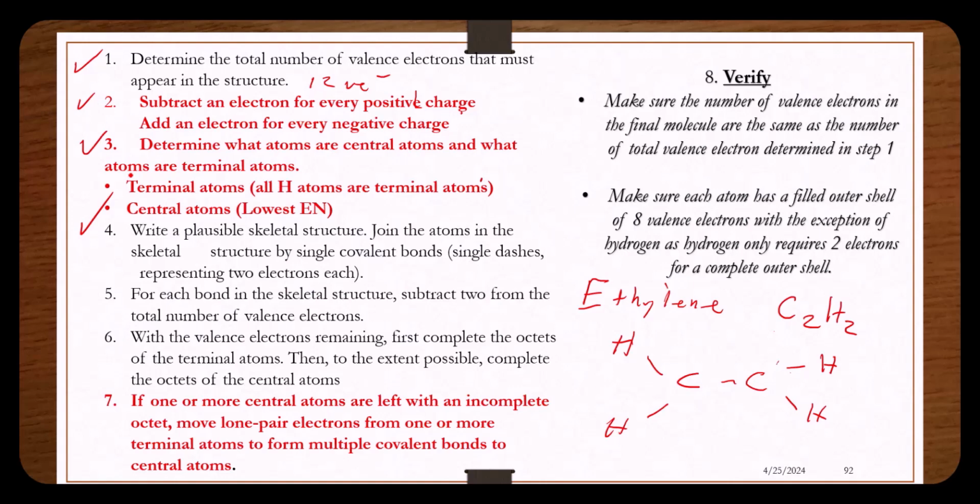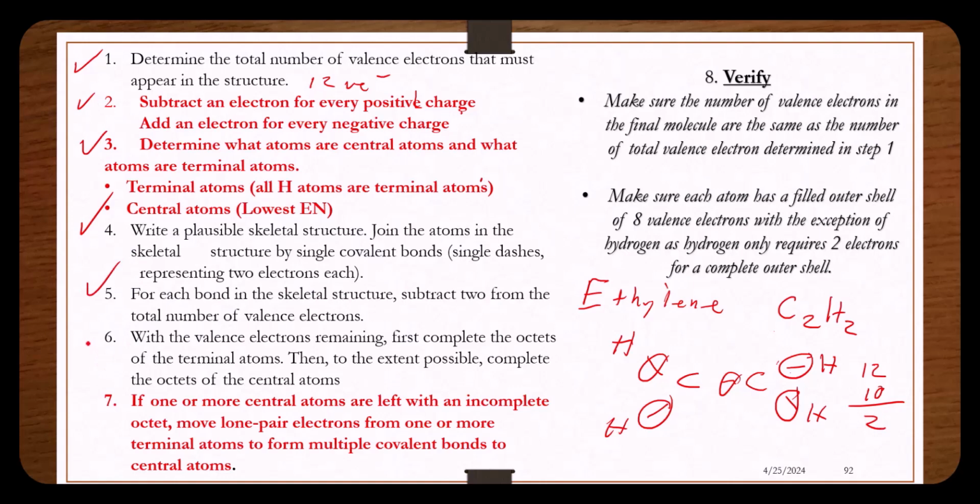In step 5, for each bond of the skeletal structure, we subtract 2 from the total number of valence electrons in step 1. So we determined that there were 12 valence electrons in the molecule. There are 1, 2, 3, 4, 5 bonds in the skeletal structure, and each bond has 2 valence electrons. We subtract that from the total number of valence electrons, which would be 12. So 12 minus 10 is 2. So step 5 is complete.